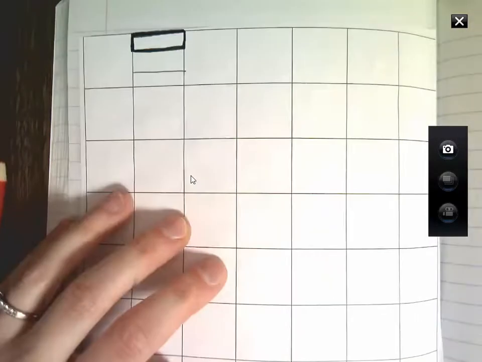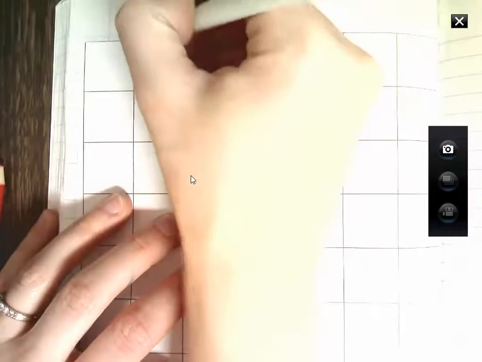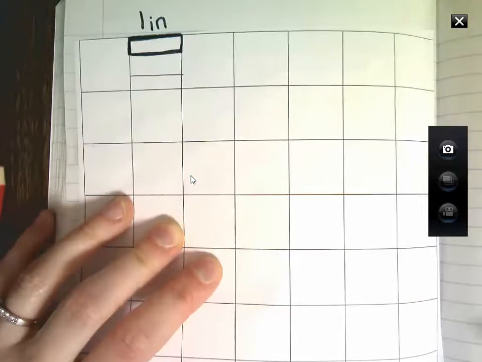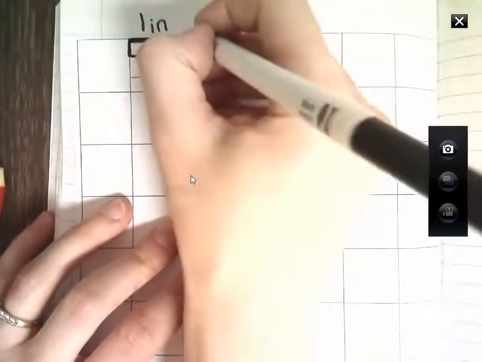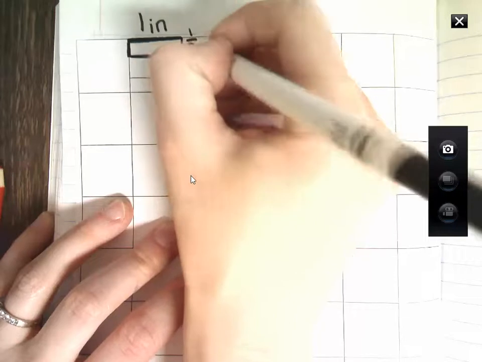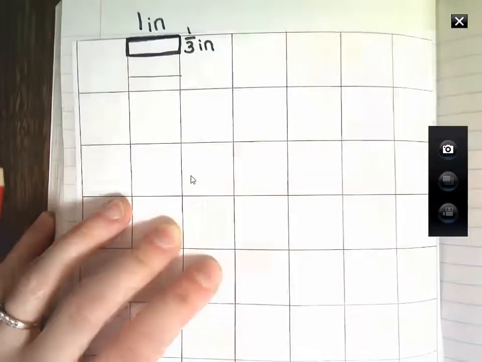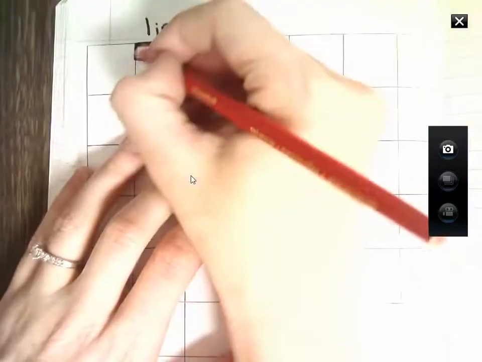And then let's label our length and our width. Our top is 1 inch long. You can abbreviate IN for inch. And then our width is 1/3 inch. Now you can shade that with any color you wish. I'm going to use red.